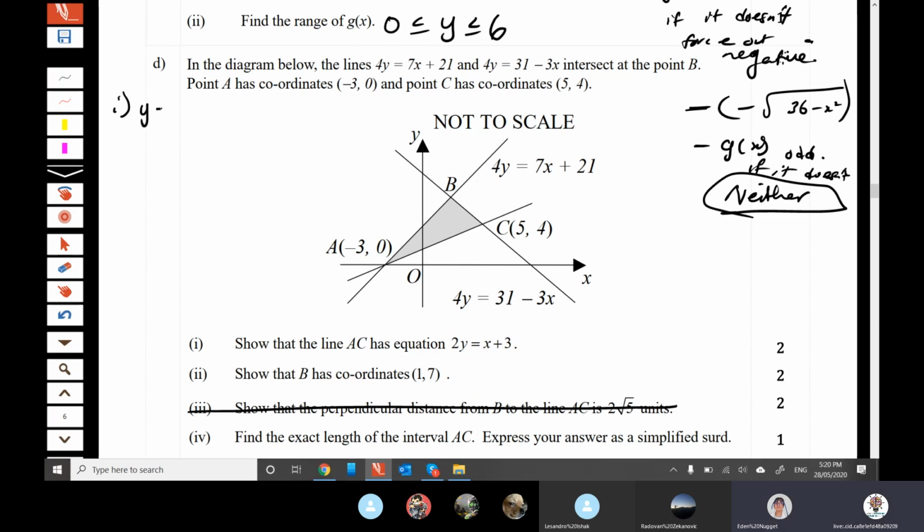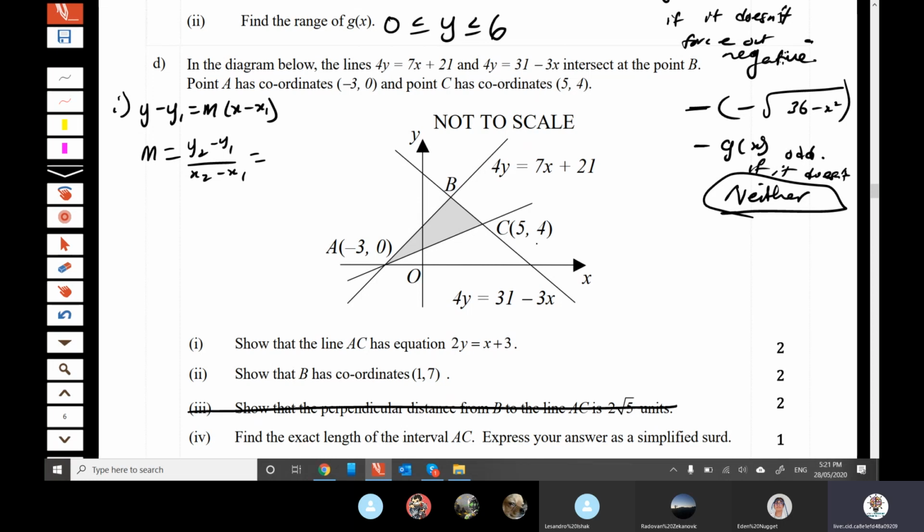y minus y1 equals m(x minus x1). Gradients. There's a million ways of finding gradients. Rise over run, y equals mx plus b, differentiation, tan theta, and if you've got 2 points, you can find the gradient using y2 minus y1 on x2 minus x1.